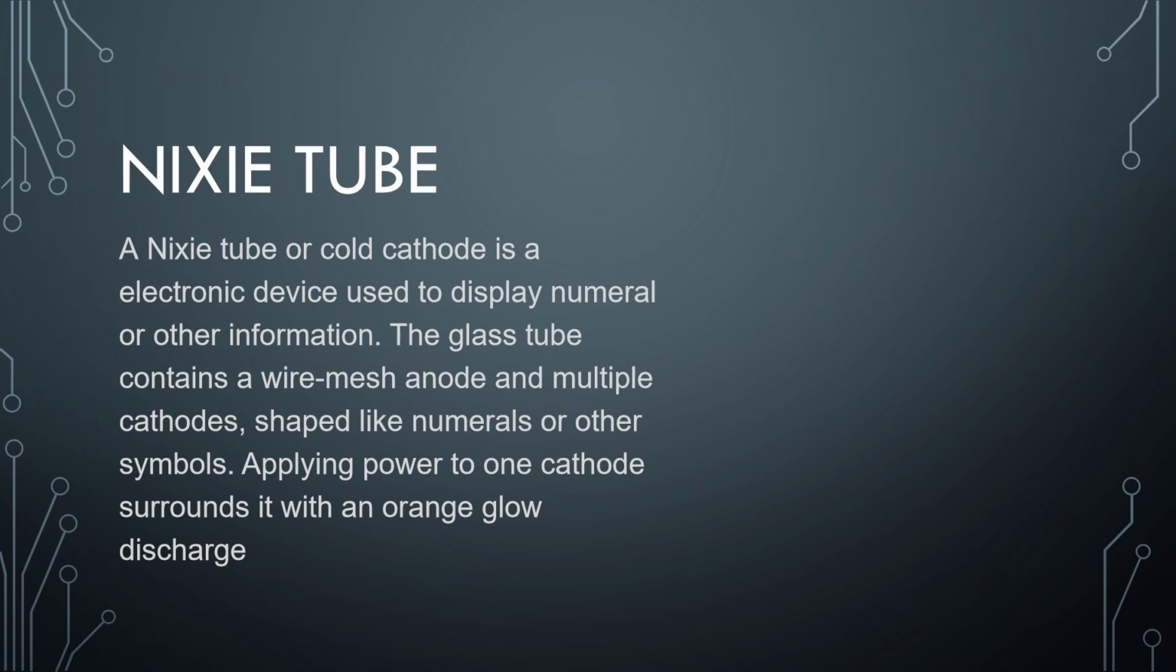So, how does a Nixie tube work? The tube contains a low pressure gas like neon and multiple cathodes shaped like the digits. When a voltage is applied to a specific cathode, it ionizes the gas around it, causing the number to glow. The illuminated digit is visible through the glass, creating a bright and clear display.